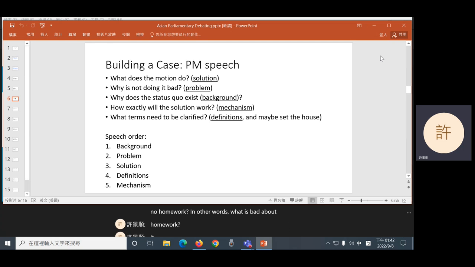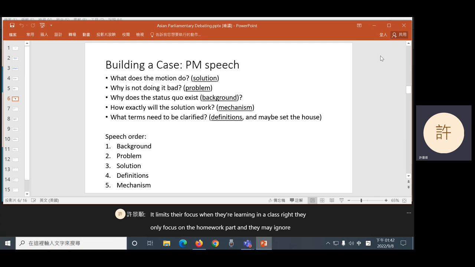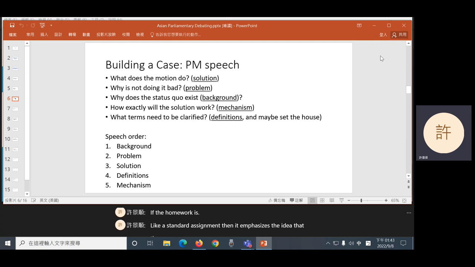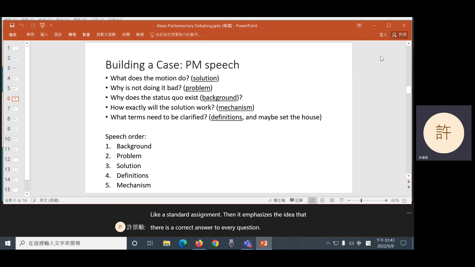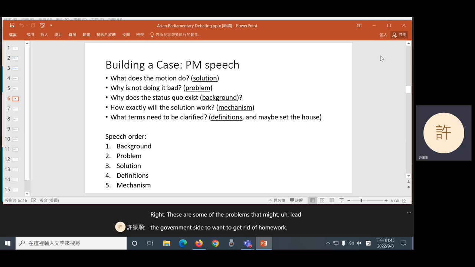For example, it takes up students' time outside of the classroom. It limits their focus when they're learning in a class, right? They only focus on the homework part and they may ignore other parts. If the homework is like a standard assignment, then it emphasizes the idea that there is a correct answer to every question, right? These are some of the problems that might lead the government side to want to get rid of homework. It's usually a good idea to choose the biggest problem first.